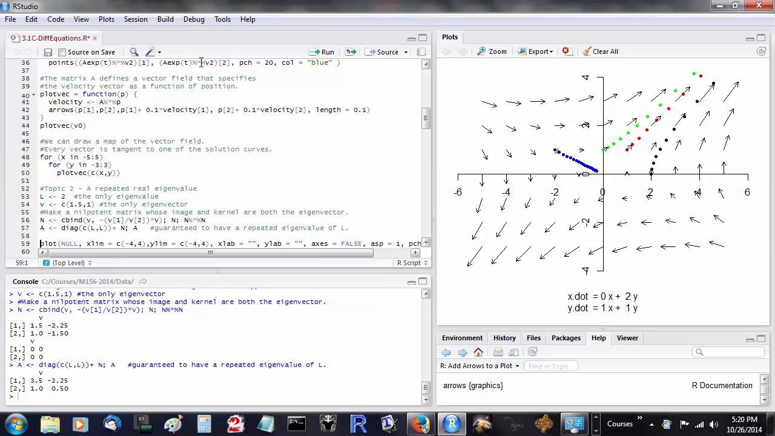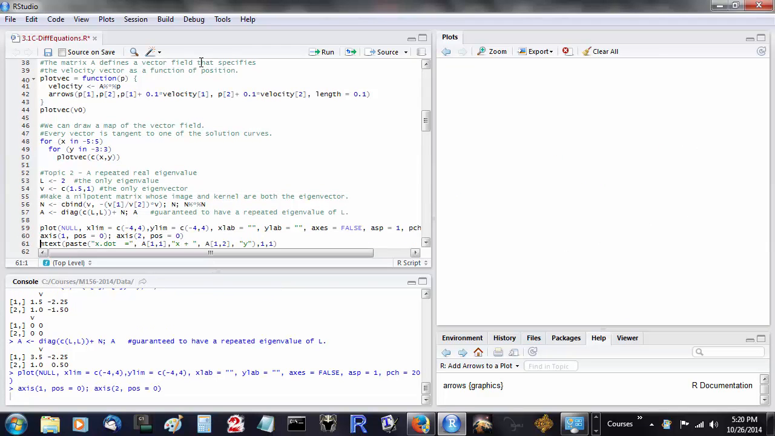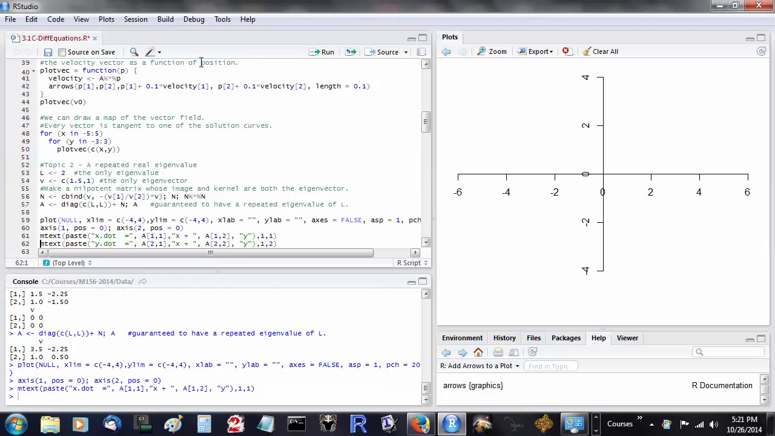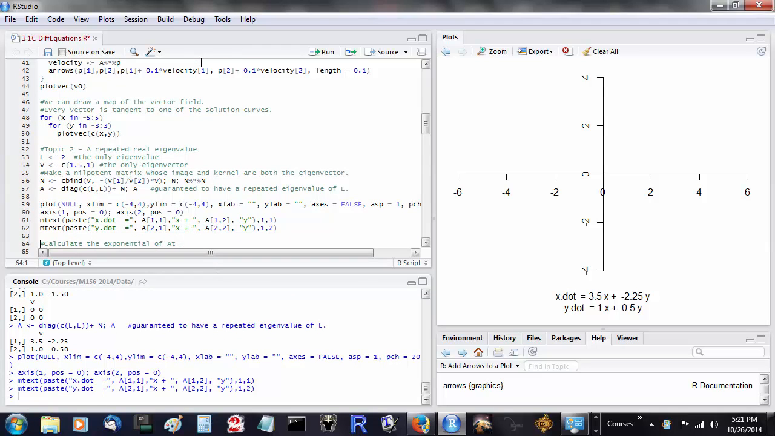So the matrix A is going to be a diagonal matrix whose two entries are the eigenvalue plus this nilpotent matrix. This is guaranteed to have a repeated eigenvalue of lambda equals 2. Set up a blank plot again. Write the differential equation at the bottom. This looks innocent enough. The time derivative of x is 3.5 times x minus 2.25 times y, the time derivative of y is x plus 1/2 y.